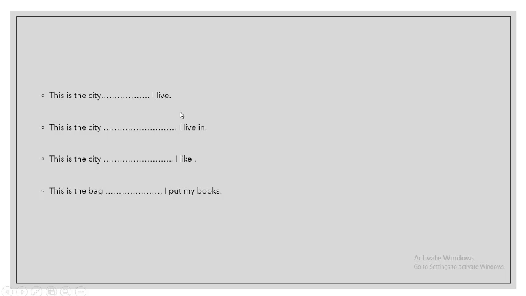Now in the first example, this is the city I live. I live where? In the city, right? I used a preposition here, right? And there is a place. So this is the city, a place. I live in the city. So your answer has a preposition, right? If your answer has a preposition, you will use where. So like this: this is the city where I live.